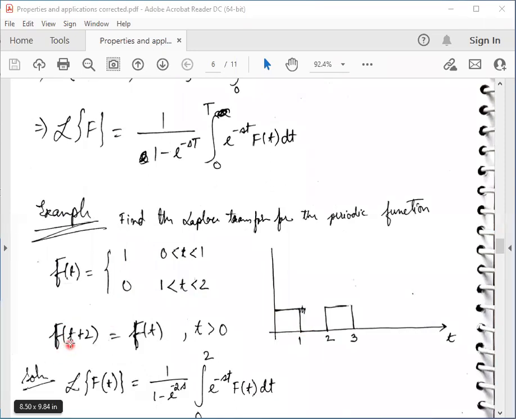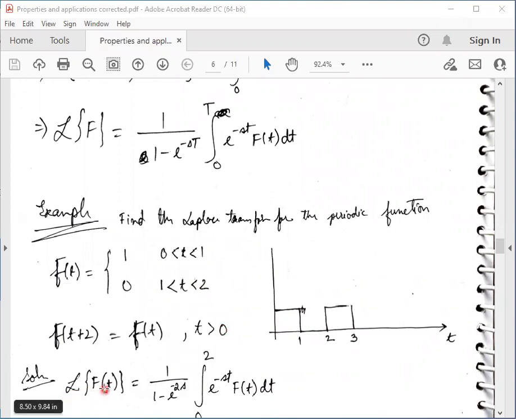And f of t plus 2 is equal to f of t. This expression means the given function is a periodic function with period 2. So at t equal to 2, the function will repeat itself. For every interval of length 2, the function will repeat itself. So this will continue like this and so on. This is a periodic function with period 2, and this is the definition of the function inside one period from 0 to 2. So let us take the Laplace transform of this function.